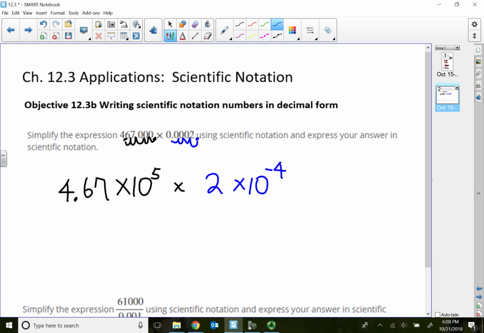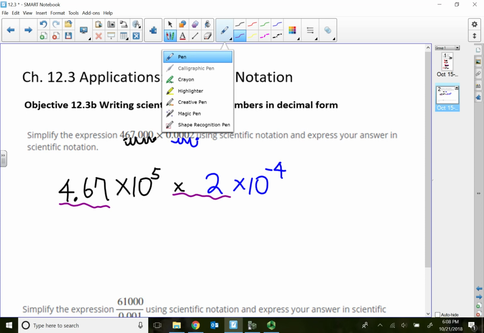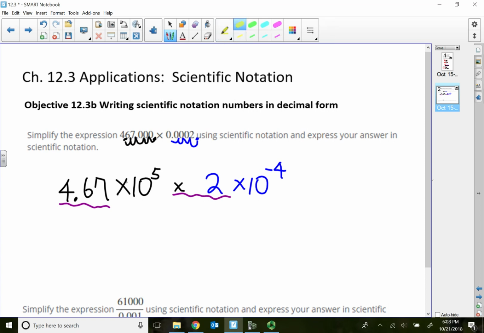I'm not saying you always move to the right or to the left. What I'm saying is we need to move the decimal, right or left according to the actual number, whether it's bigger than 1 or less than 1, in order to keep the number in front of times 10 between 1 and 10. So now what we have is 4.67 times 2, and then once I figure out the answer, I'm going to look at 10 to the 5th power times 10 to the negative 4 power.